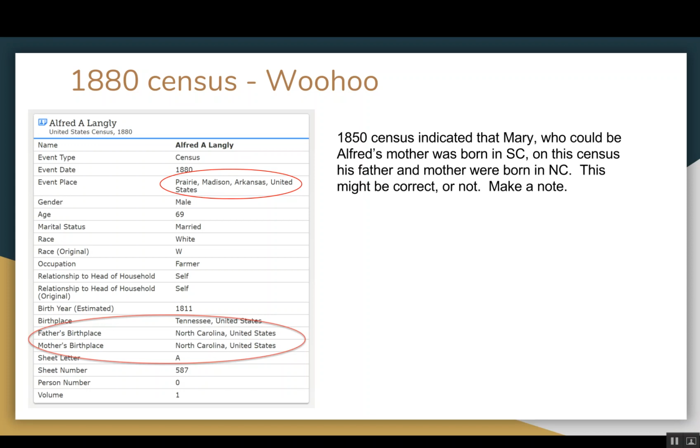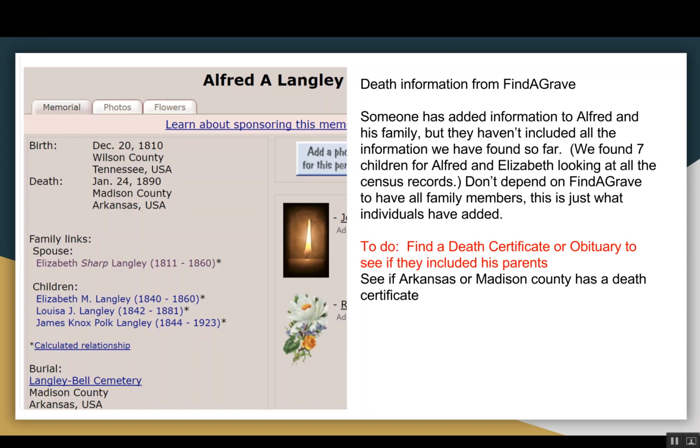And so the 1850 census indicated that Mary, who could be Alfred's mother, was born in South Carolina. On this one, it shows that the mother and father were born in North Carolina. And so that might be correct or not. So just make a note of that. Make sure you're making notes all along on this.